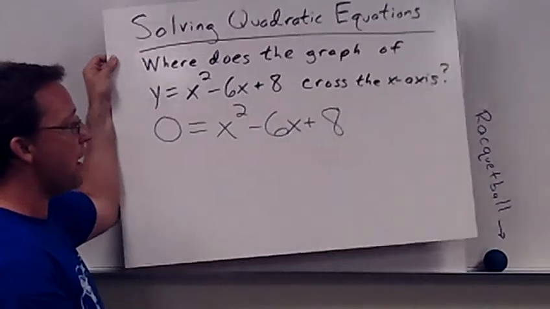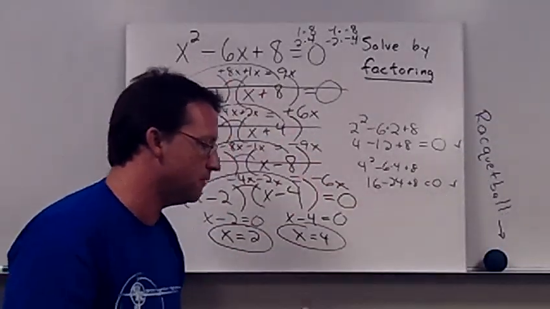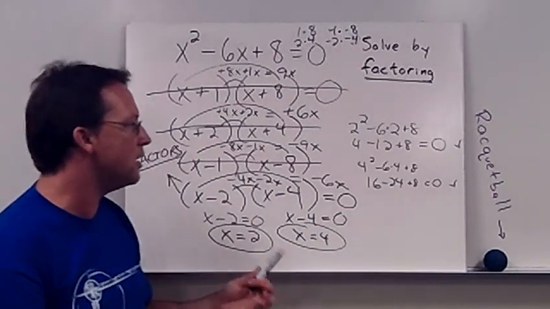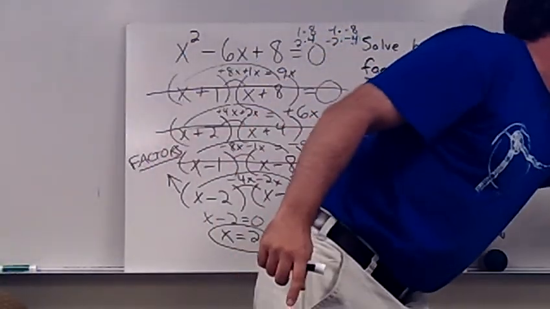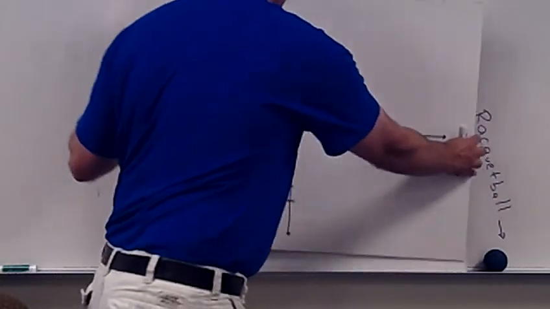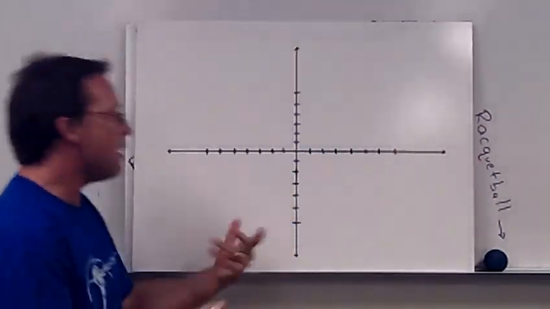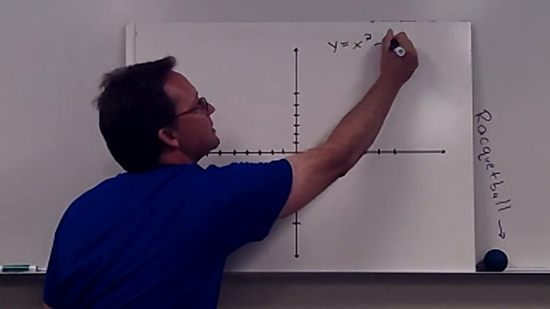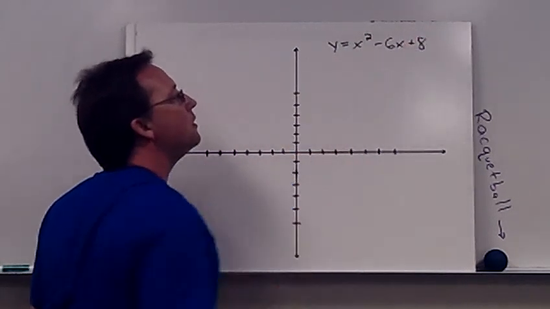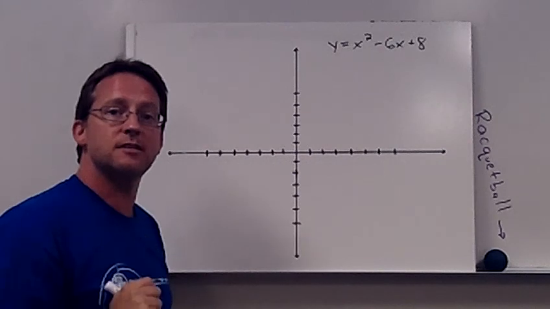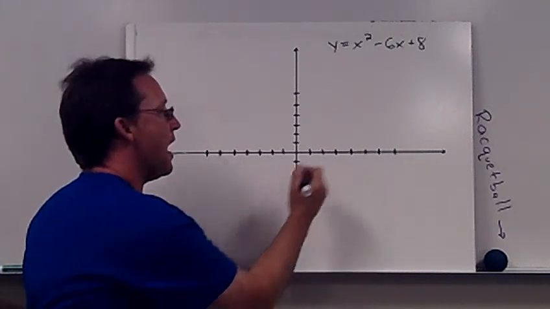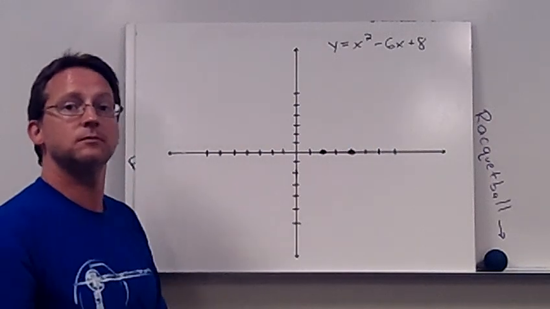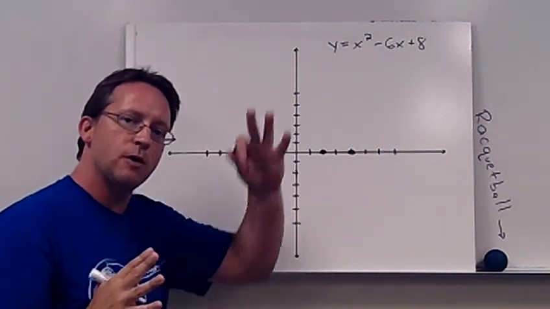So if you want to think about the graph of this quadratic equation, we'll be doing a lot of graphing later on in the unit. If you want to think about a graph of this equation, however this graph looks, this y equals x squared minus 6x plus 8, we know the two places that graph will cross the x-axis now, at 2 and at 4. That's part of the story about what that graph looks like.